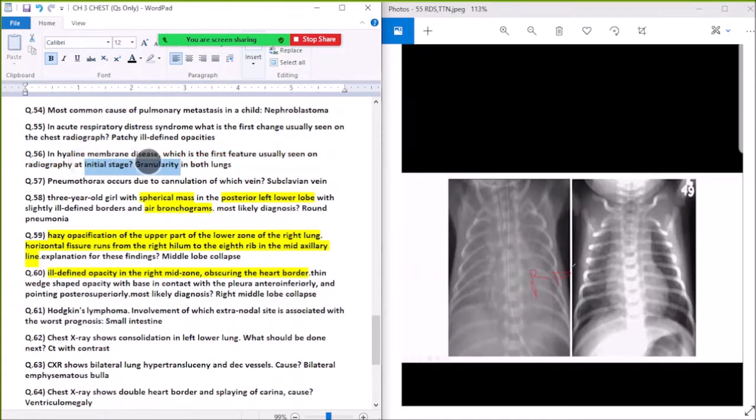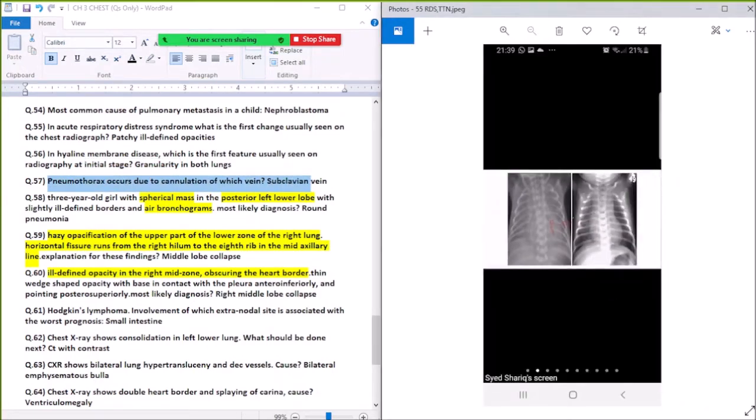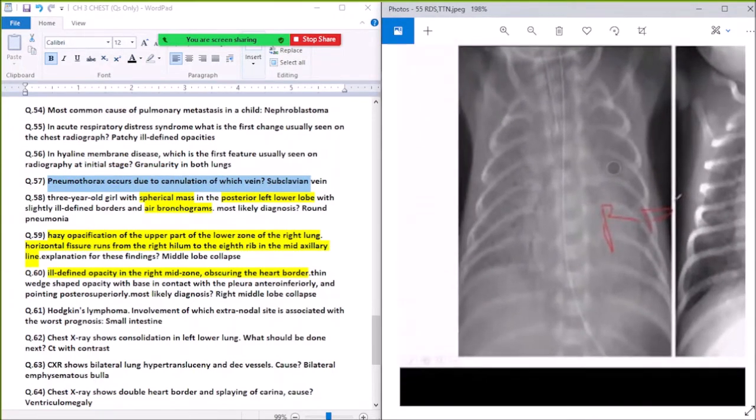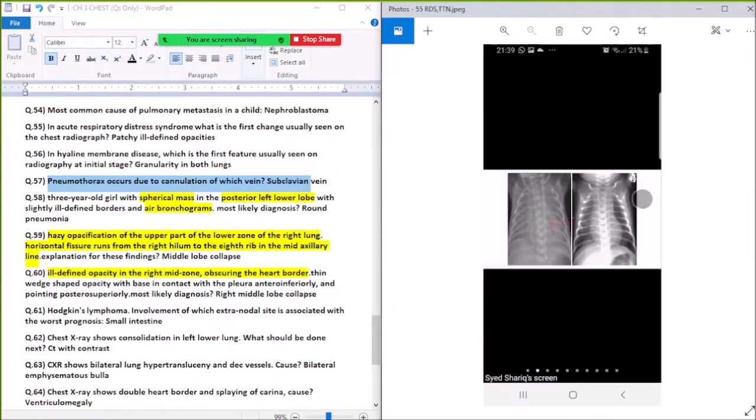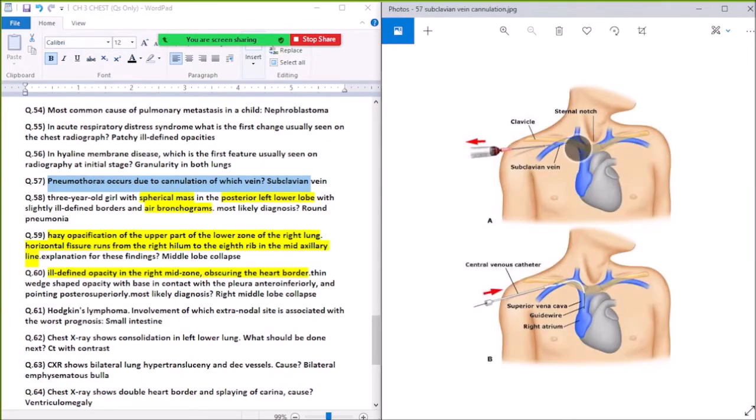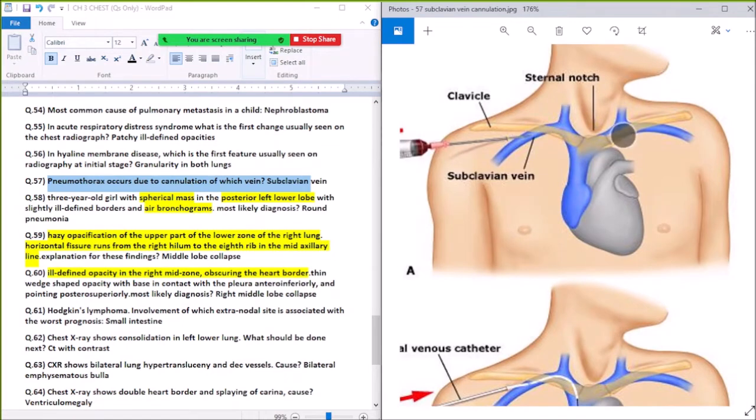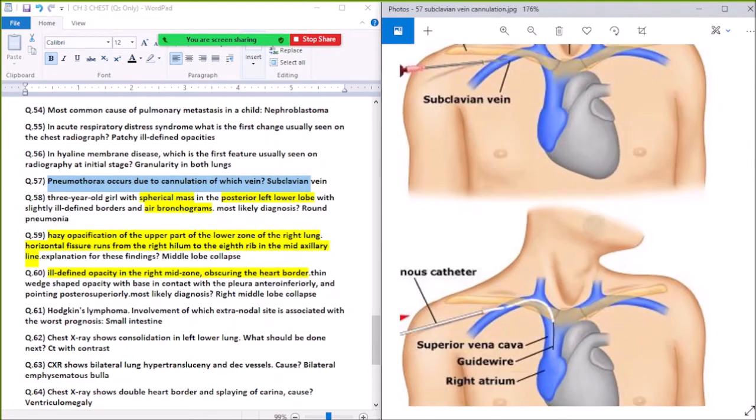In hyaline membrane disease, the first feature at the initial stage is granularity in both lungs. Pneumothorax occurs due to cannulation of which vein? Subclavian vein.